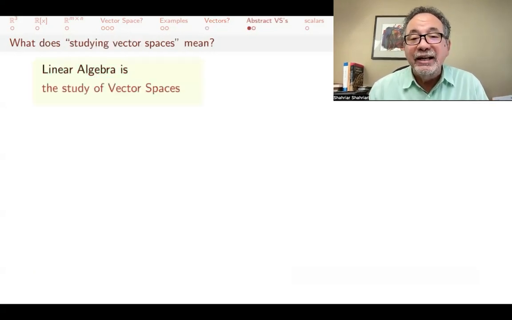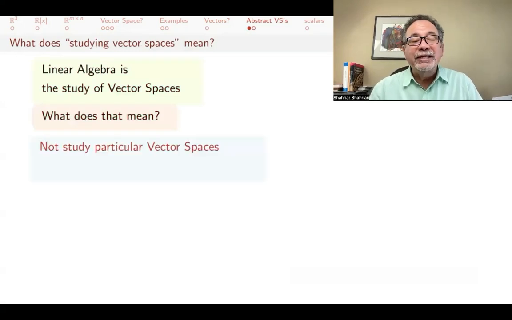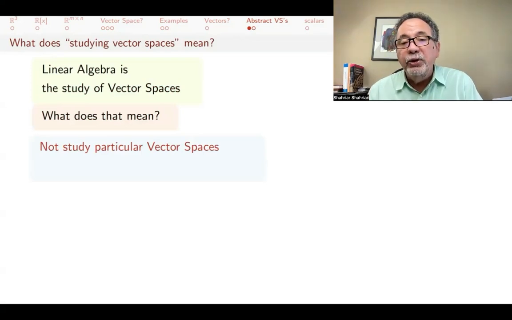Linear algebra is the study of vector spaces. What does that mean? That means that you don't study particular vector spaces. You don't study Rn or polynomials or matrices or functions or complex numbers.